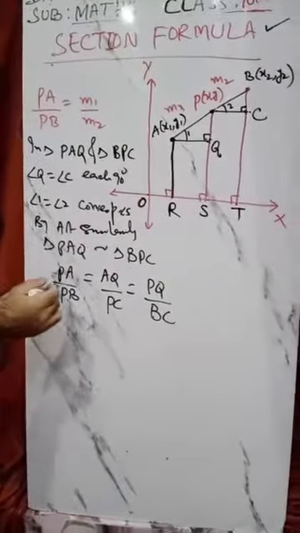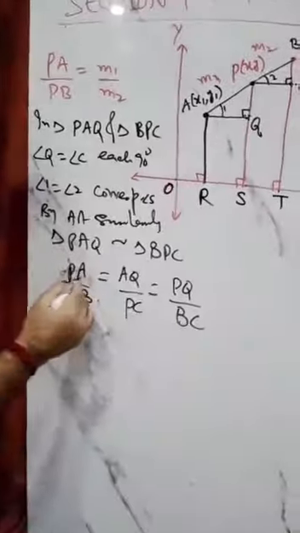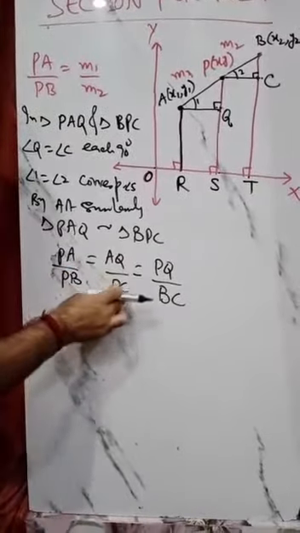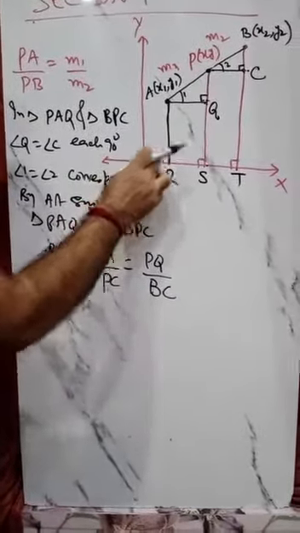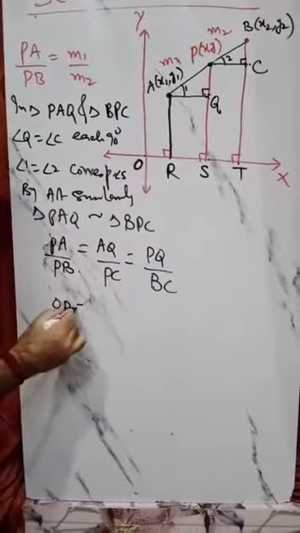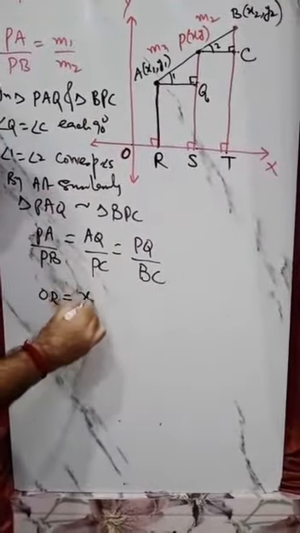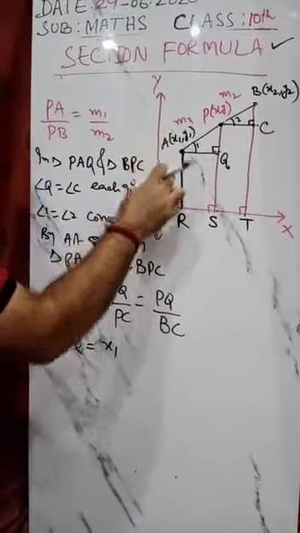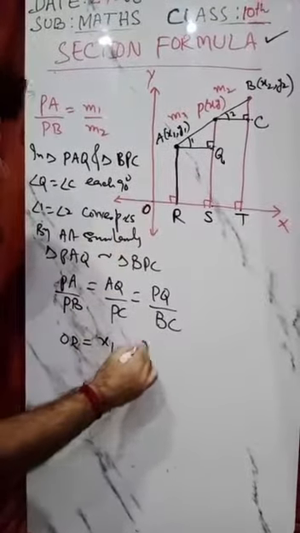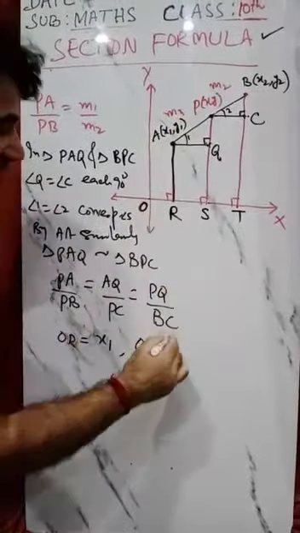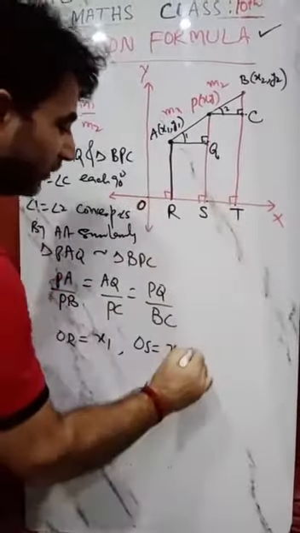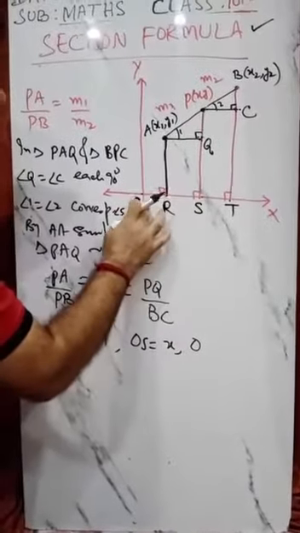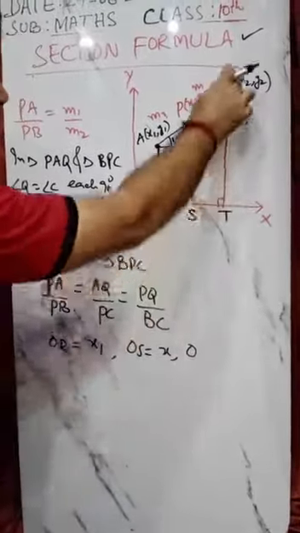So let us find the distances. PA, as you know, is m1. PB, you know, is m2. Now let us find AQ, PC, PQ and BC. First of all, what is OR? OR is equal to x1. You have to measure each distance from the origin. So OR is x1. Now what is OS? OS is x. And then OT. OT is x2.